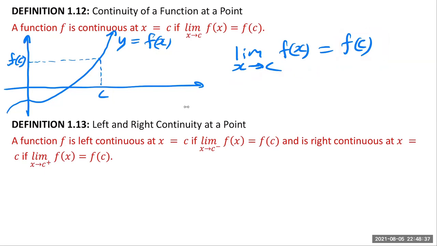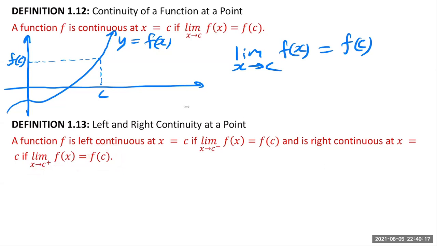The next definition discusses left continuity and right continuity. Here is what the definition says. A function f is left continuous at x equals c if the left limit is the same as the function value. This means the limit as x approaches c from the left-hand side of f of x is equal to f of c. That means the left limit is the same as the function value. If that is the case, we say the function is left continuous, and the function is right continuous at x equals c if the right limit is the same as the function value.